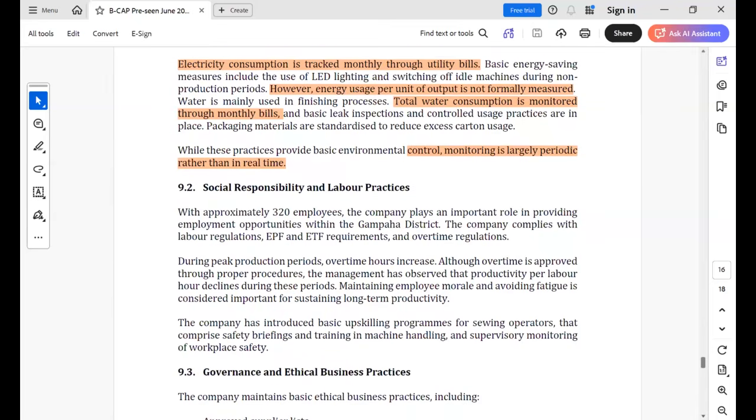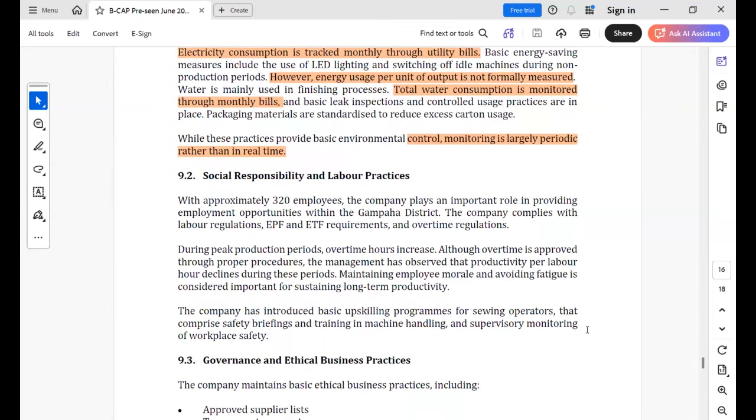Then, social responsibility and labor practices. Right? So with approximately 320 employees, the company plays an important role in providing employment opportunity within the Gampaha district. The company complies with the labor regulation, EPF, ETF requirement, and overtime regulation.